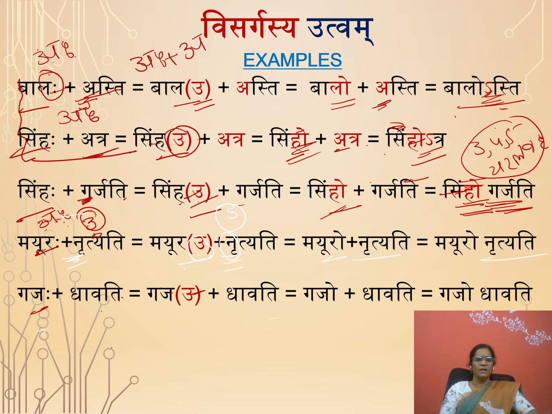Next, Gajaha ended with Aha. Dhavati. Again this letter is from Tavarga: Ta, Tha, Da, Dha. Fourth letter. Dha is. That means third, fourth, fifth and ya, ra, la, va are soft consonants. Here a soft consonant is there. Then in Gajaha, the Visarga will change into U. Dhavati, the fourth consonant is there, a soft consonant of Tavarga. Then here A plus U, Gajo. It became Gajo Dhavati. Understood?